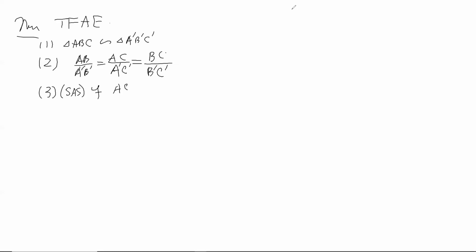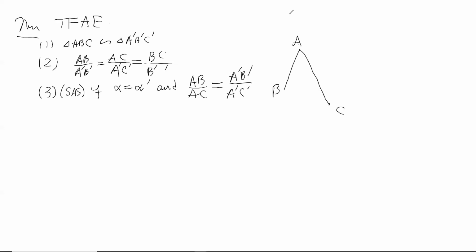Let's do the angle first. If alpha equals alpha prime, and starting from that angle, you get AB over AC equal to A prime B prime over A prime C prime. So you have this: here's A, B, and C, and here is A prime, C prime, and B prime, and these angles are equal. So alpha equals alpha prime, and the ratio of the corresponding sides, just one pair, is equal. This is the so-called side angle side condition.